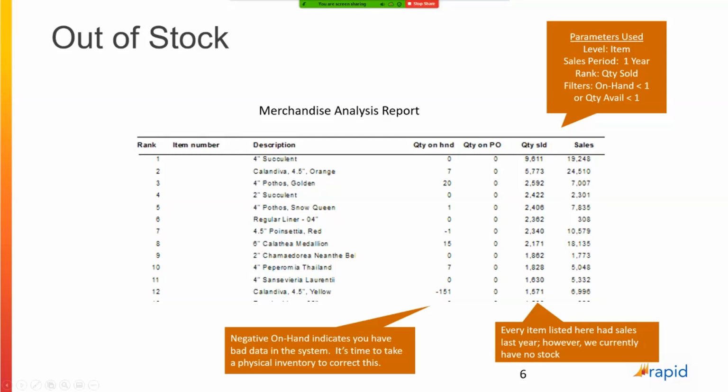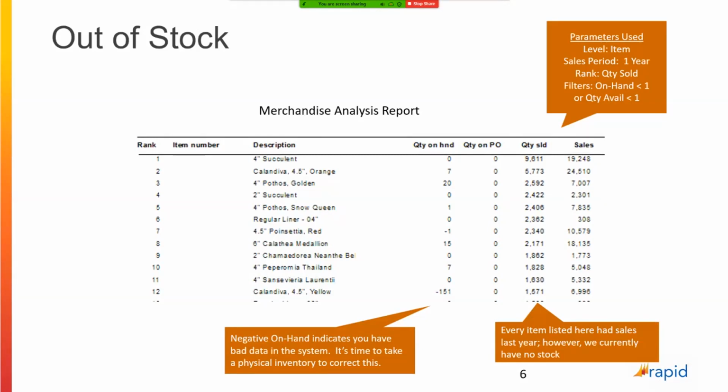You may notice we have a negative quantity on hand down here. The negative quantity on hand implies that we have a physical inventory problem, and we'll talk about correcting those and be having a separate webinar on that. But that is simply we have sold below our stock, and there's something to be addressed.